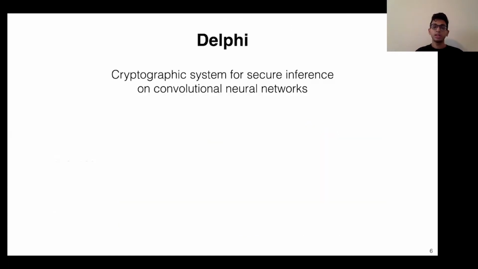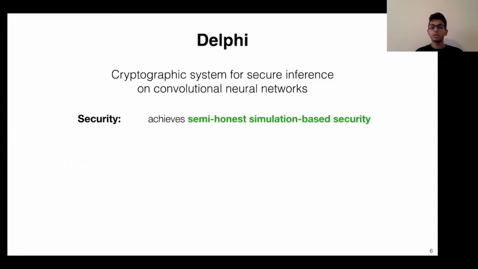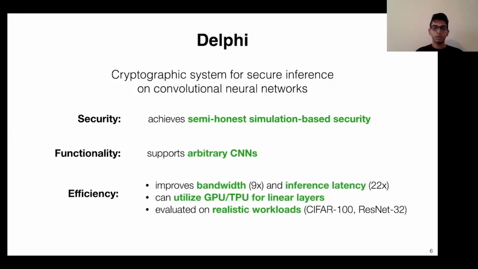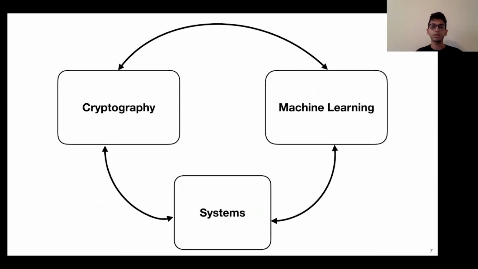In more detail, Delphi is a system for secure inference on convolutional neural networks. We achieve standard semi-honest simulation-based security while supporting arbitrary convolutional neural networks efficiently. What this means is that we improve bandwidth requirements and inference latency over prior work, such as GAZELLE, by orders of magnitude. And our system can utilize hardware acceleration libraries for computing linear layers. And we evaluate all of these on realistic workloads. Okay, we achieve all of this via a synthesis of three kinds of techniques in cryptography, machine learning, and systems implementations.